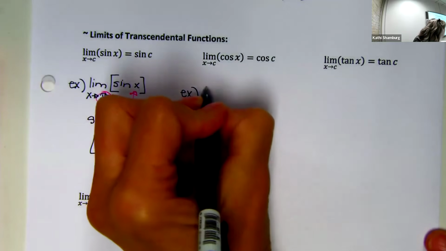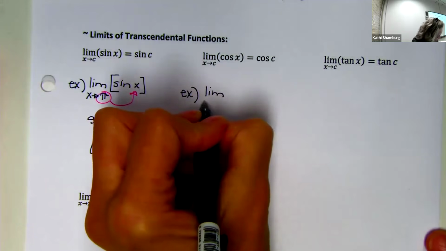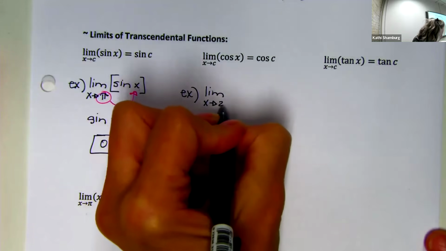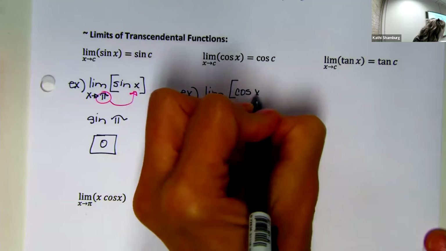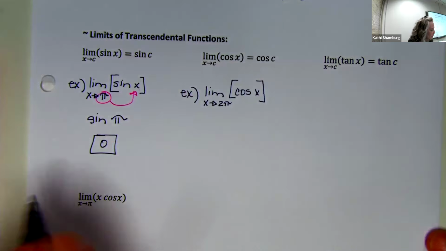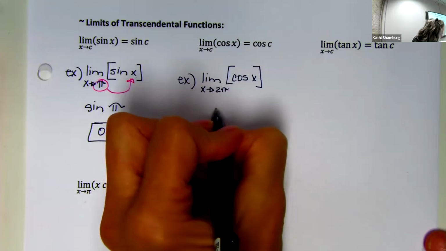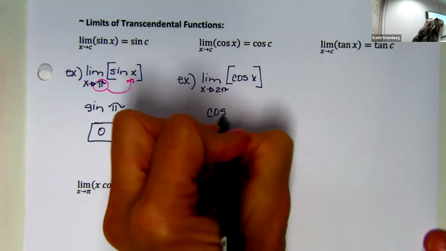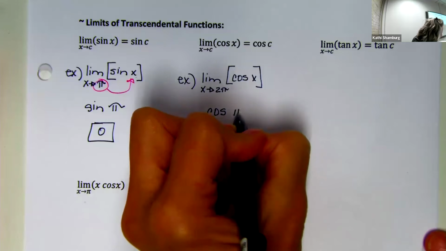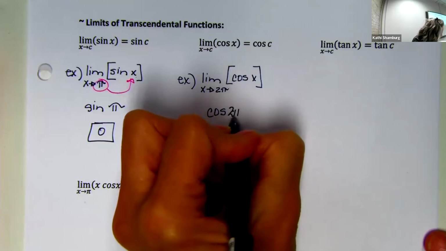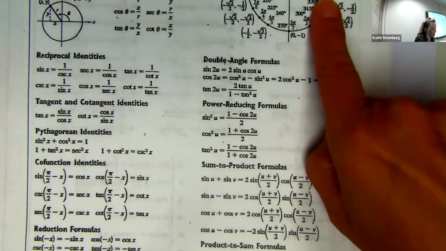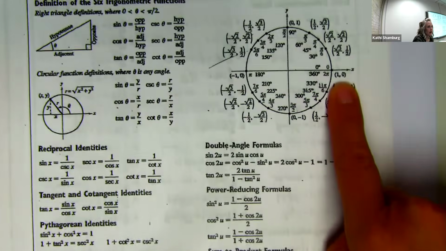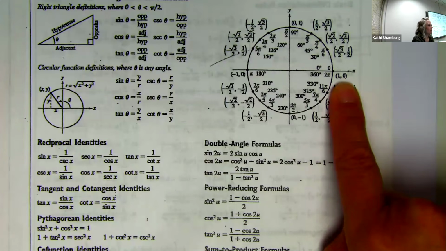So this would be the limit, say, as x approaches 2 pi of cosine x. Just use direct substitution. So you would directly substitute that, drop your limit notation. So we want to know the cosine of 2 pi. At 2 pi, cosine is your x coordinate, which is 1.